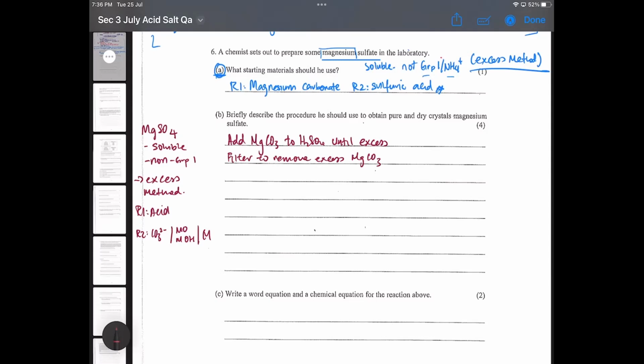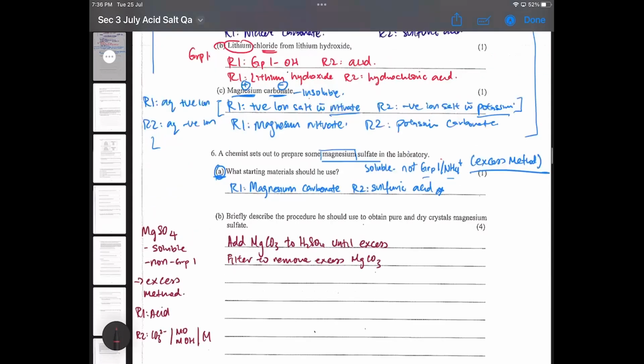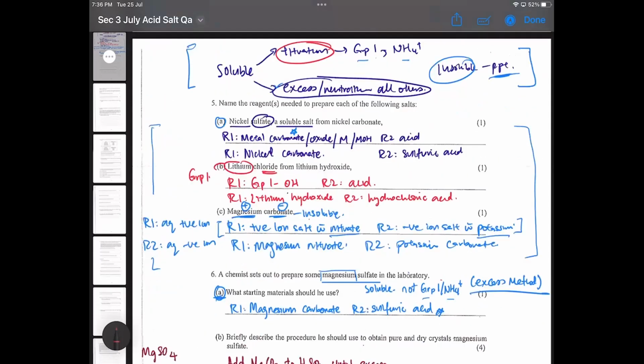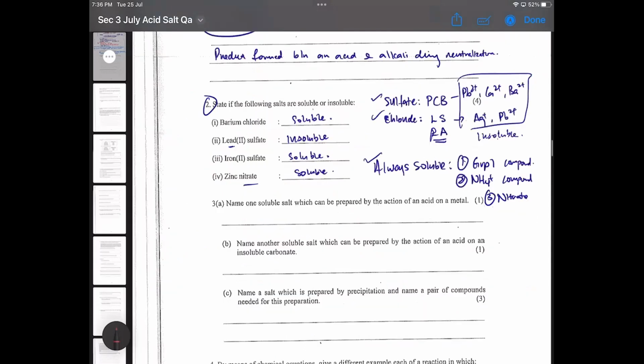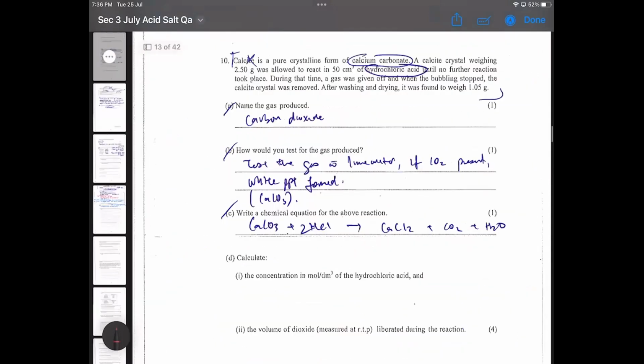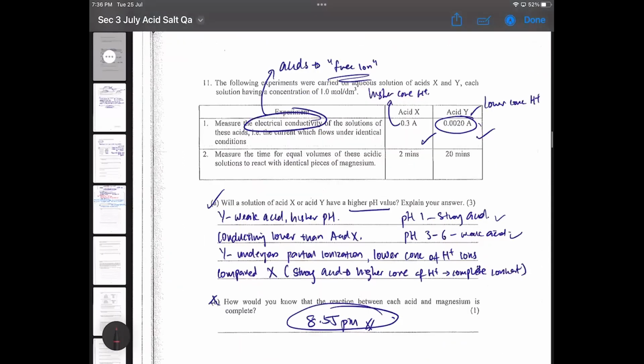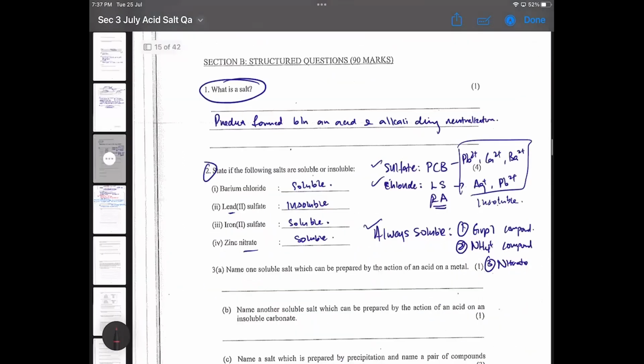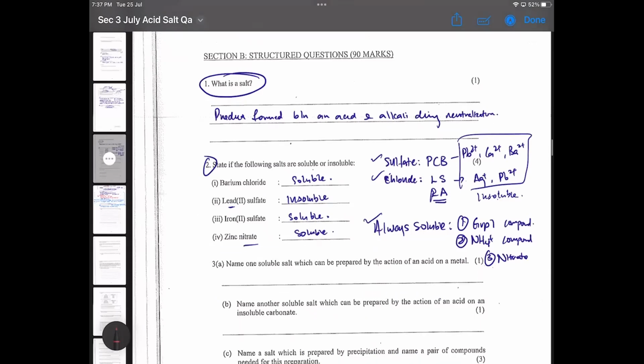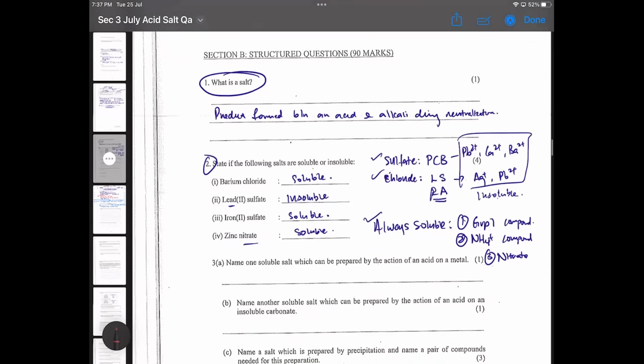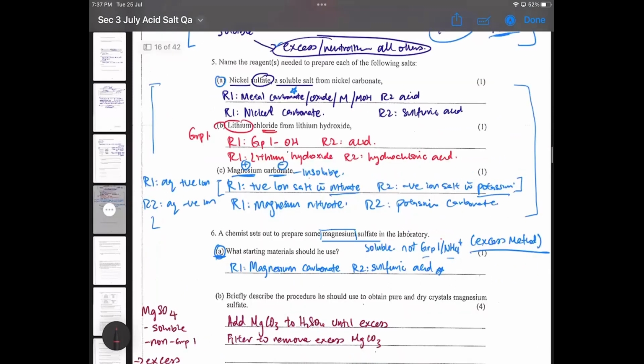Really, this is on the salts from last week. It's together with the rest of the acid stuff. The starting page is this. Got it?